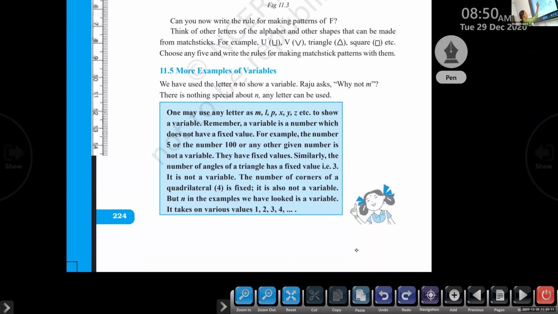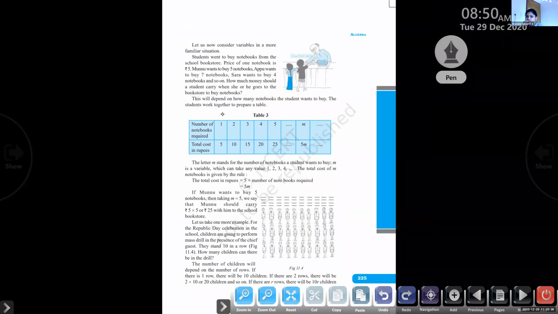What are the examples of variables? P, X, Y, Z, and any alphabet from A to Z. A, B, C, up to Z. Okay, so you understood the concept. Up to that we studied, right? Yes, ma'am. Now we will move on.